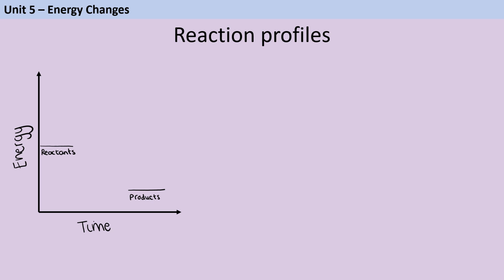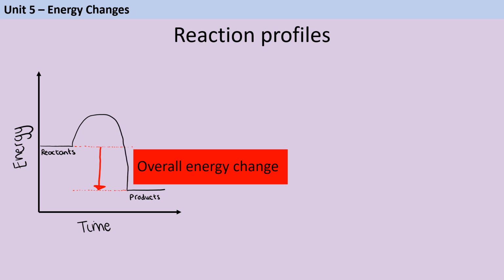Now, one thing you may be asked to do is to label the overall energy change. So what I'm going to do is draw some little dotted lines across from my reactants and my products, and the overall energy change goes between those. In this instance, the energy in my reactants has gone down to the energy in my products. We've had a decrease. Once I've drawn that, I can carry on with the rest of the reaction profile.